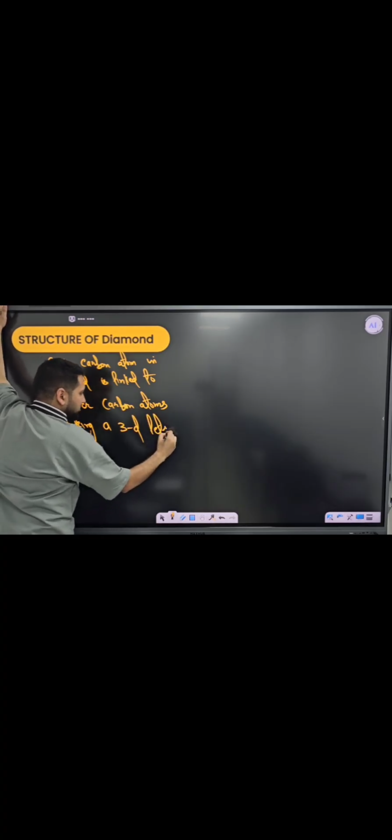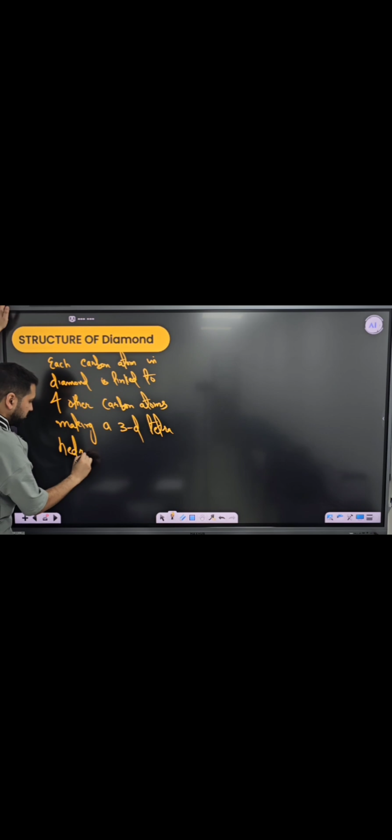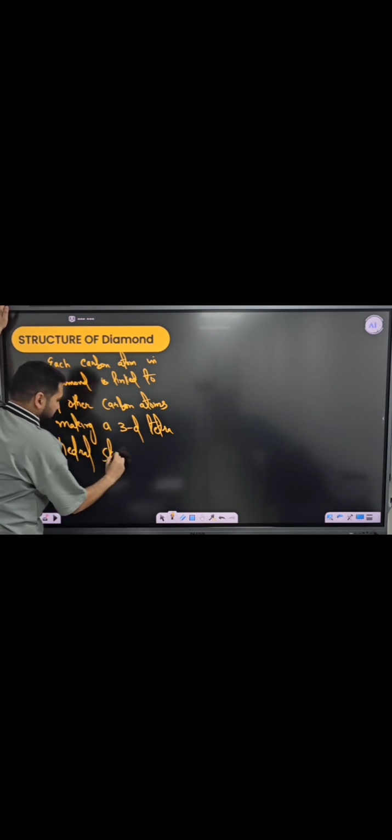Let me write down one statement. Each carbon atom in diamond is linked to four other carbon atoms, making a three-dimensional tetrahedral structure. What does it mean, guys? Let's try to find out.